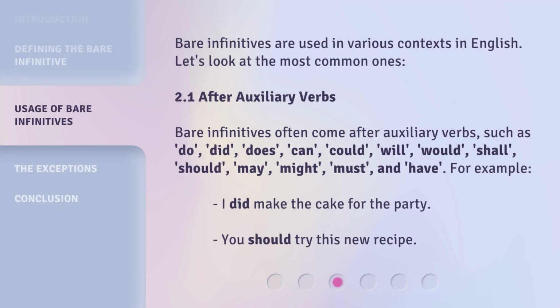Bare infinitives are used in various contexts in English. Let's look at the most common ones. 2.1 After auxiliary verbs. Bare infinitives often come after auxiliary verbs, such as do, did, does, can, could, will, would, shall, should, may, might, must, and have. For example, I did make the cake for the party. You should try this new recipe.